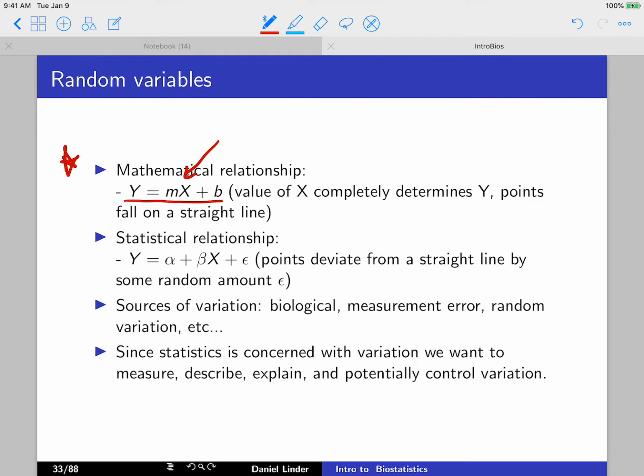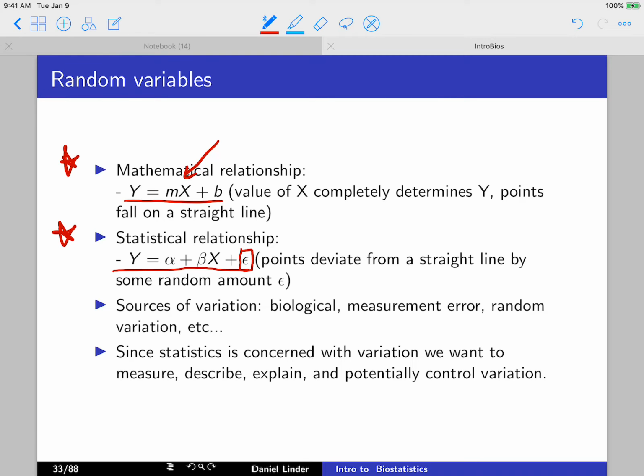Okay, that's different from this notion of a statistical relationship. And what you'll see here is I have something that's written, it's relatively similar, y equals alpha plus beta times x, but I have this additional term out here, epsilon. And what this epsilon is supposed to signify are random deviations of these points around a straight line.